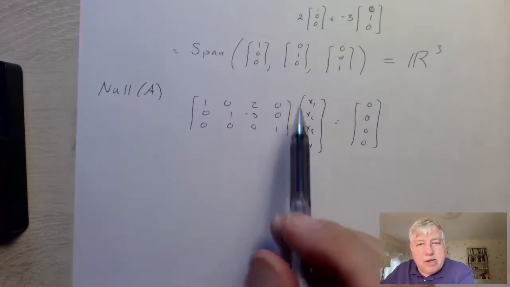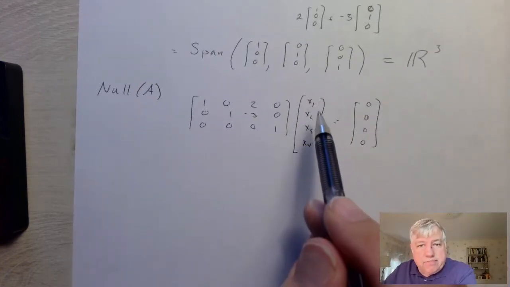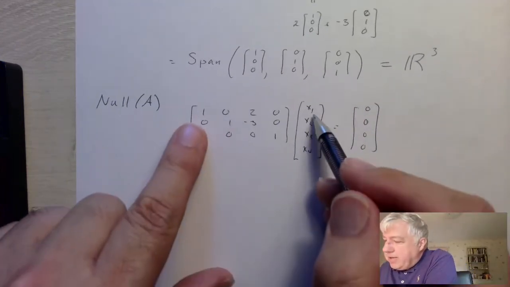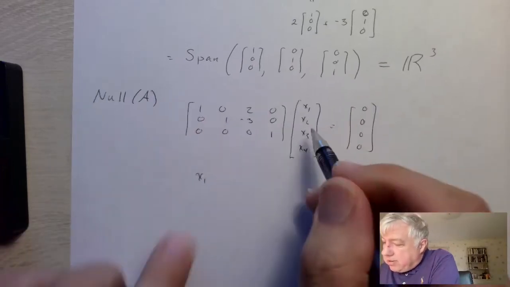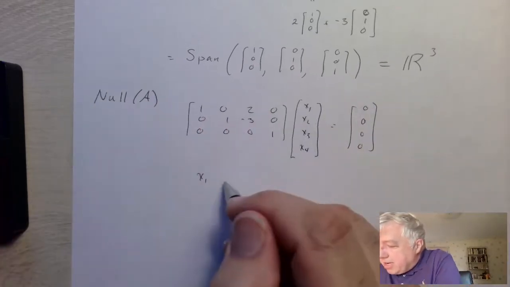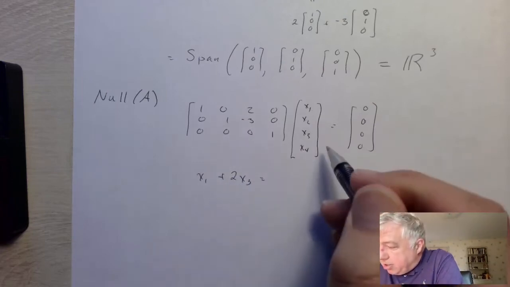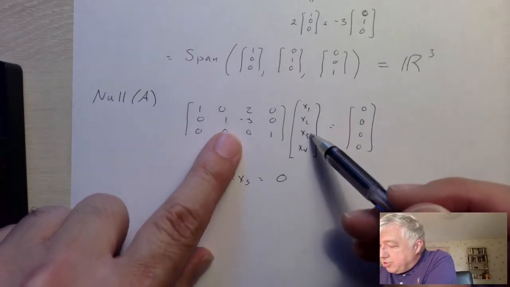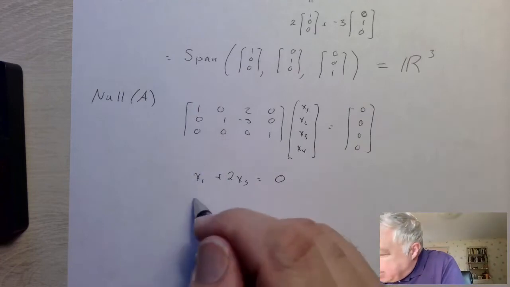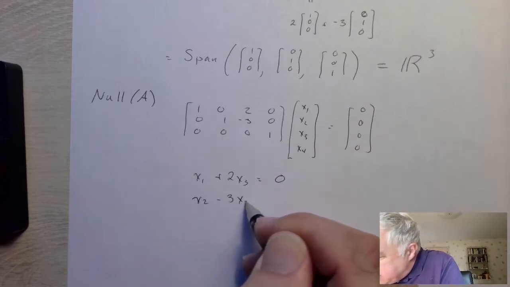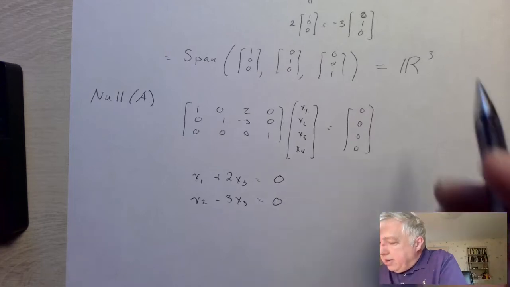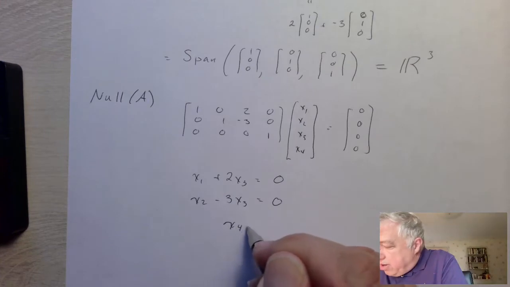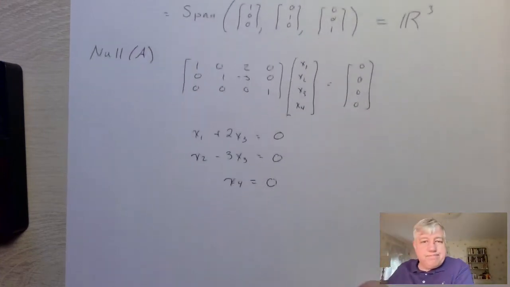Okay, so basically we're trying to find all quadruplets such that this is true. What this basically means is that 1 x1 plus 0 x2 plus 2 x3 plus 0 x4 equals 0. Then we get 1 x2 minus 3 x3 plus 0 equals 0. And then 0 plus 0 plus 0, 1 times x4 equals 0. All right?